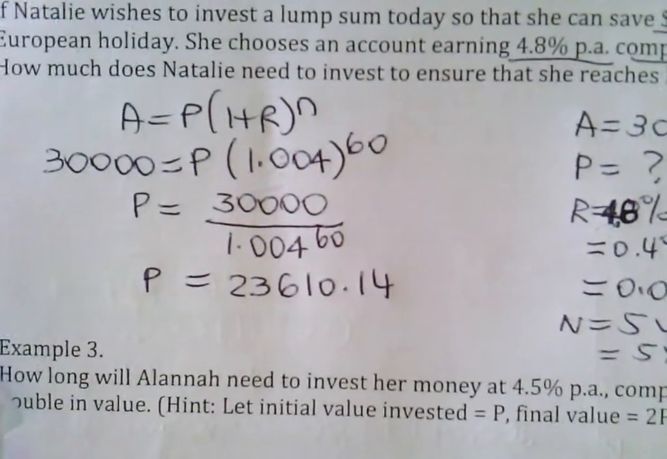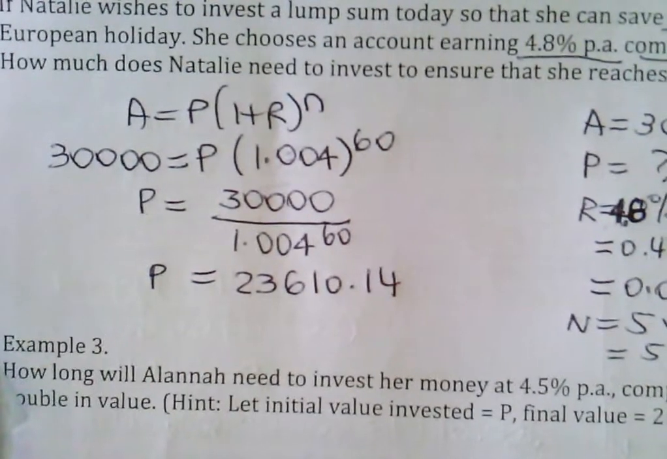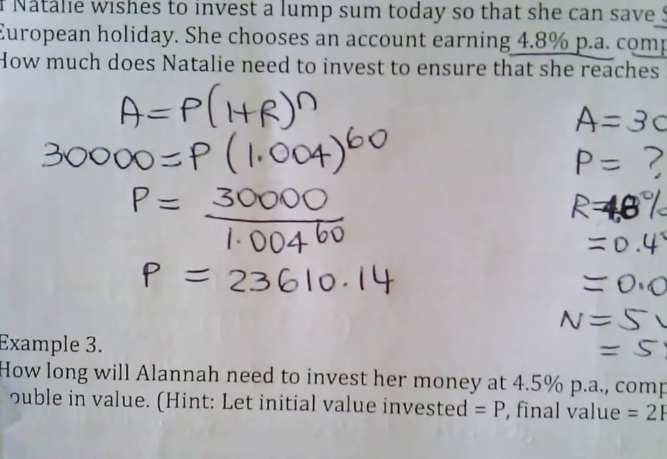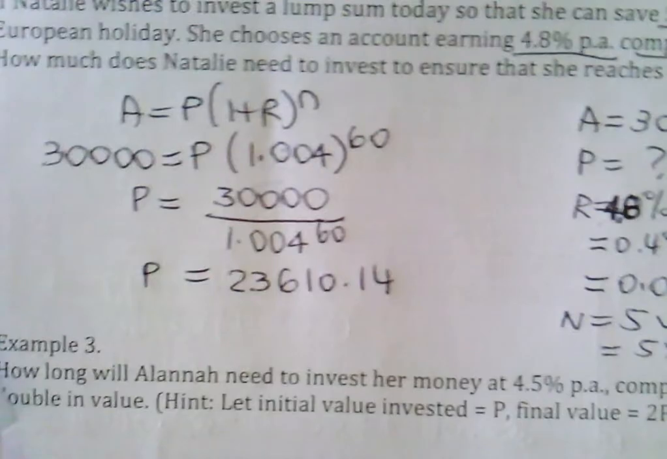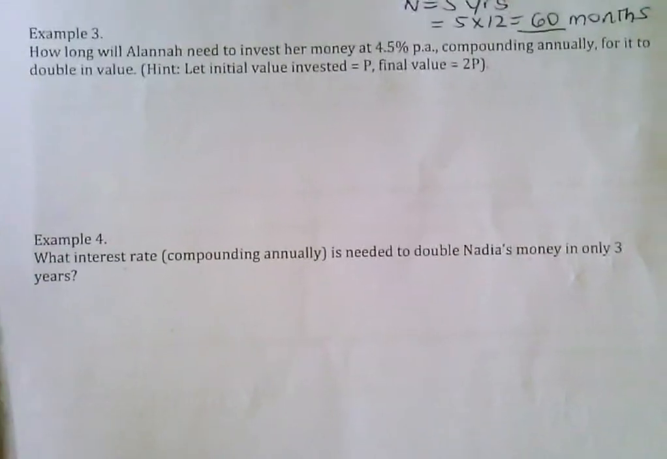So she had to put in about $120 less than before. $23,610.14. Example 3 on page 7.